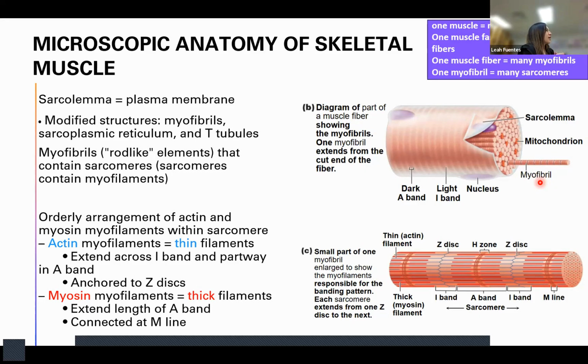So we have our actin myofilaments. These are the thin filaments, kind of hard to see on the image, but these are in blue. These extend across the I band and partway in the A band here. And then the actin are also anchored to the Z discs. And then we have our thick filaments, which we call myosin. These extend the length of the A band and are connected at the M line.